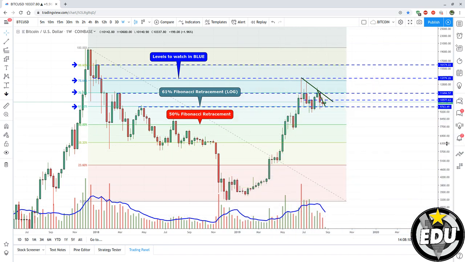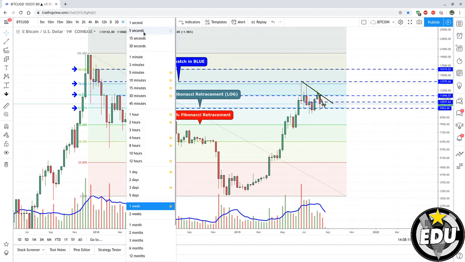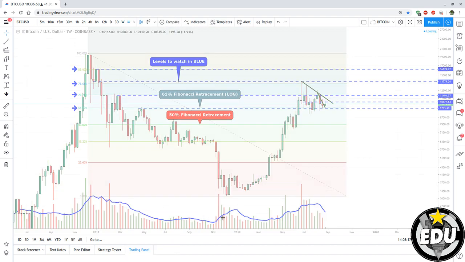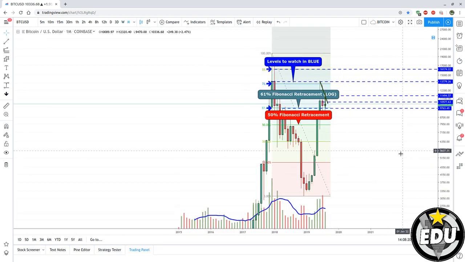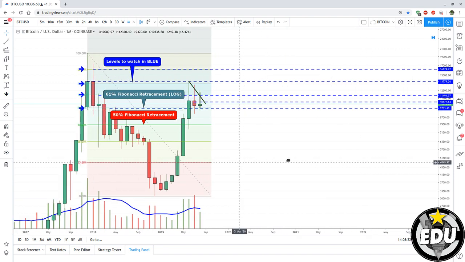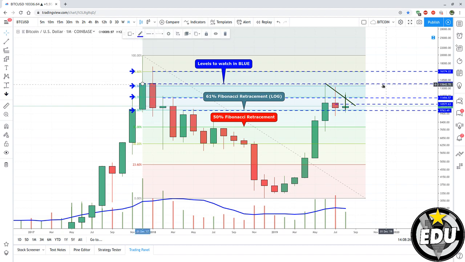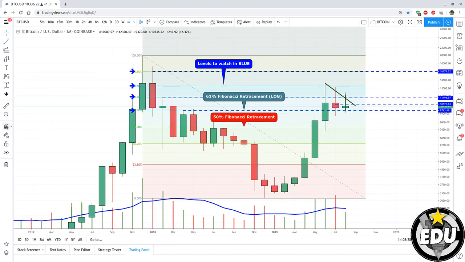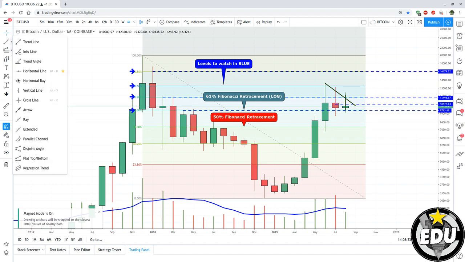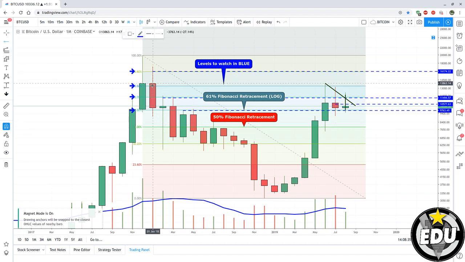Okay, why is it so important? Look at the monthly, because price dumped right on the high of the candle close. So let's put the monthly chart and check how perfectly price dumped on the monthly close. So if I take my magnet mode and I trace a horizontal ray from the candle close, which is pretty much an important level.